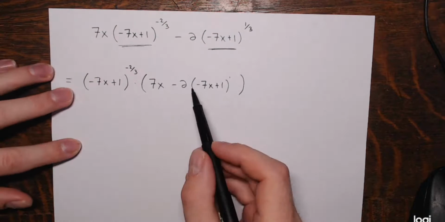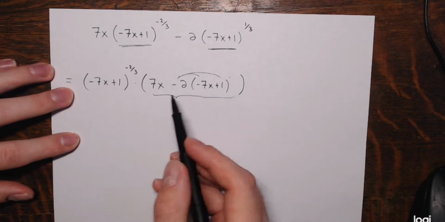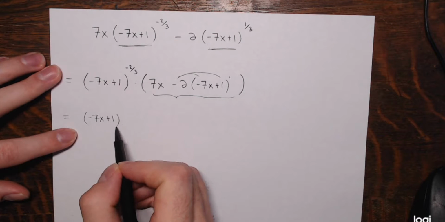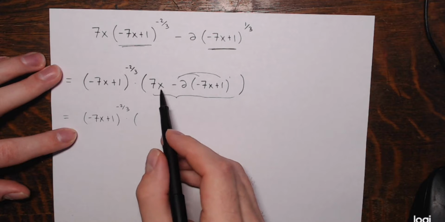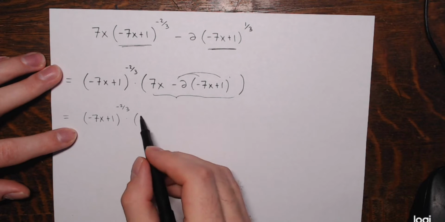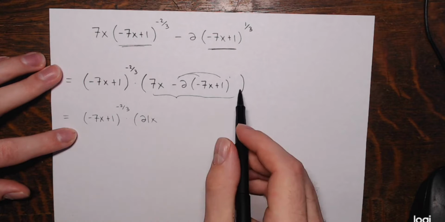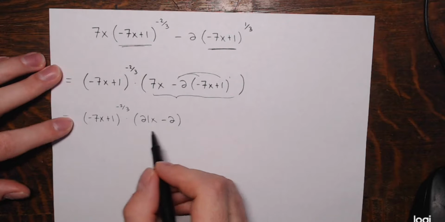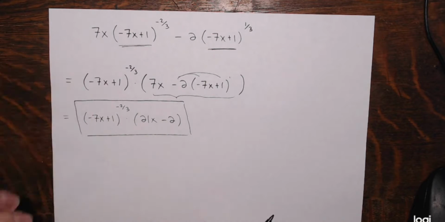And then we have to simplify this in here. Distribute the negative 2. So this is negative 7x plus 1 to the negative 2/3 power times, and then 7x plus 14x would be 21x. So there's 21x in this second factor. And then negative 2 times positive 1 would be negative 2. And there you go. Here's the original expression factored, written as a product. And that's what I'll type.